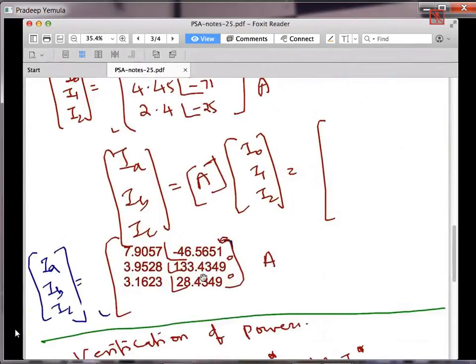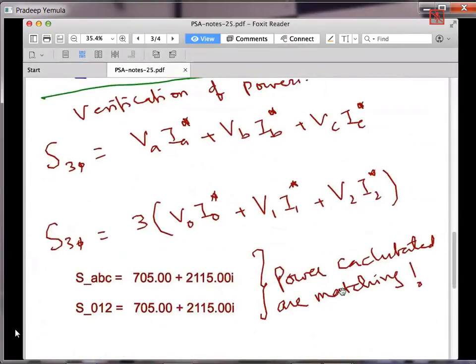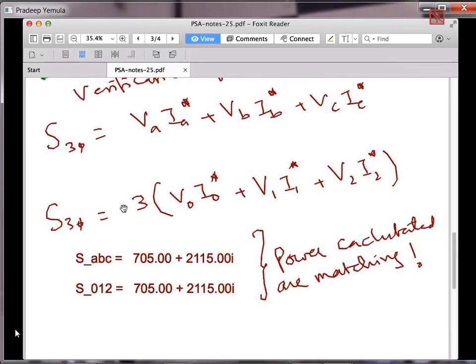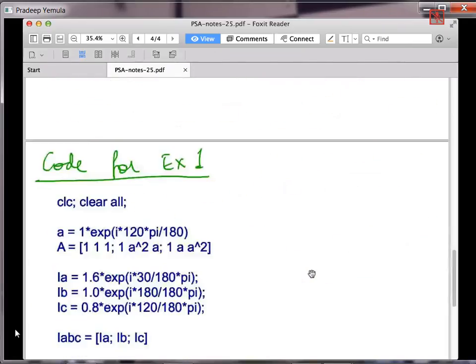So these currents have been marked in the circuit. We also did the verification of power. So finally 705 watts of power and 2115 watts of power have been consumed by the network. If I use this formula, that is the components for A phase, B phase and C phase formula, I am getting this power, and if I use the components formula also I am getting the same power. So therefore we verified that the powers are matching. So this is what we have done in the last class.